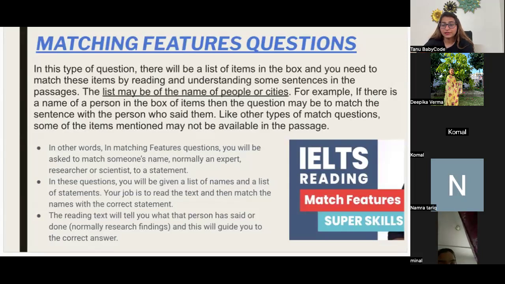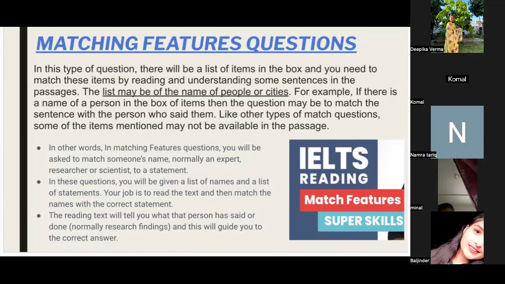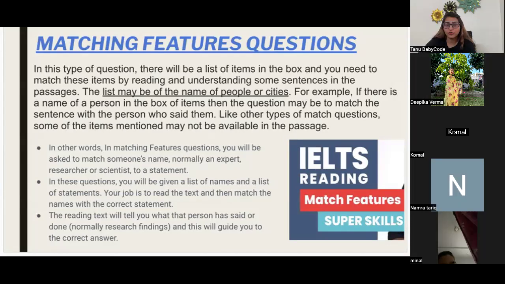Now, like other types of matching questions, some of the items mentioned may not be available in the passage, right? Some items will not be available. In other words, in matching features, you will be asked to match someone's name. Like see here, you will be matching someone's name. Normally it will be an expert's name, a researcher's name or a scientist's name. So you have to match that name with their related statement.